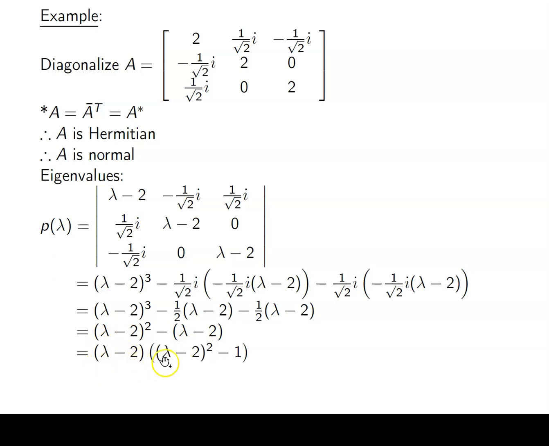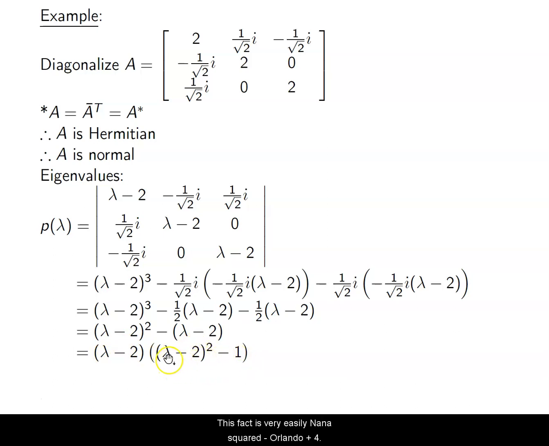And so, sorry, this should have said lambda cubed because I didn't do anything here. So this is a lambda cubed. I'll fix that in the write-up if I catch it after this. So I pulled out lambda minus 2. So this is lambda minus 2 squared minus 1.